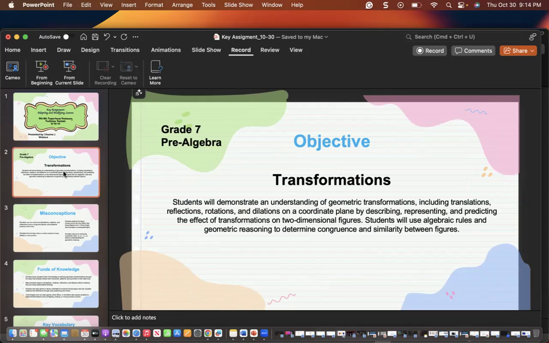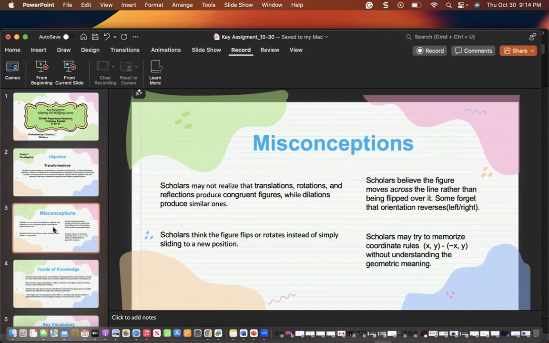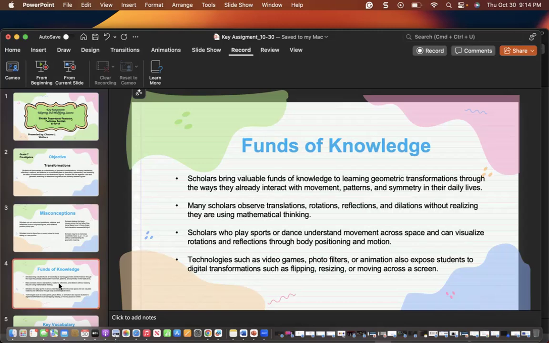My lessons included a unit on transformations. Basically, we wanted the students to be able to explain in their own words each transformation, which included translation, reflection, rotation, and dilation. We wanted them to explain how they moved across a coordinate plane. I did list a few misconceptions that the students could possibly have and that I noticed. And of course, we always wanted the students to pull from their funds of knowledge.